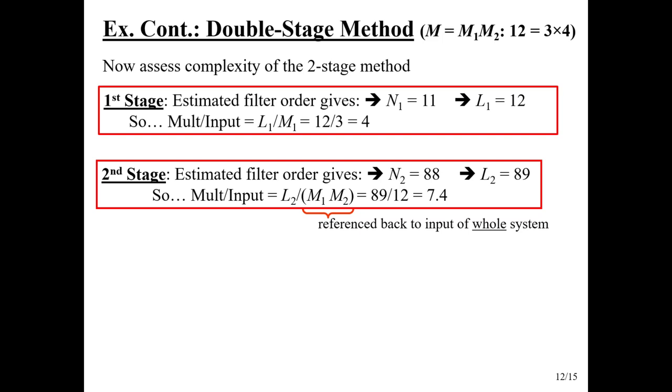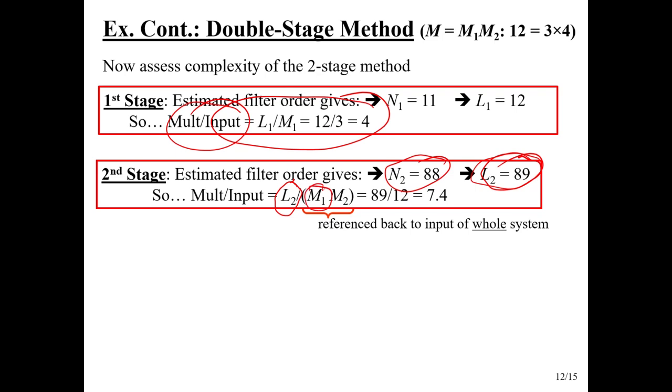Okay, so if we plug in our numbers, we get N2 equals 88, bump it up to the length of 89. And now here's the trick. We need to reference these multiplies. So we would have 89 multiplies per output of the second filter, but we need to take it all the way back to the front of the whole system so that we can compare and just add it to this. This is multiplies per input to the whole two-stage thing. So if this is the number of multiplies per output of the whole thing, now we're going to reference it back.